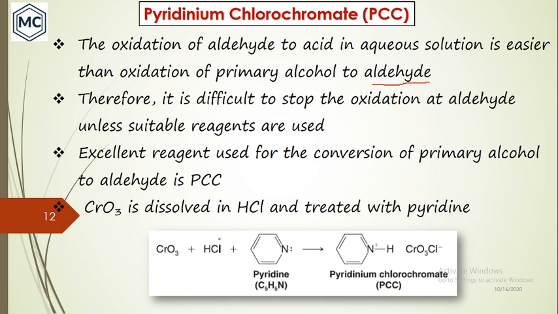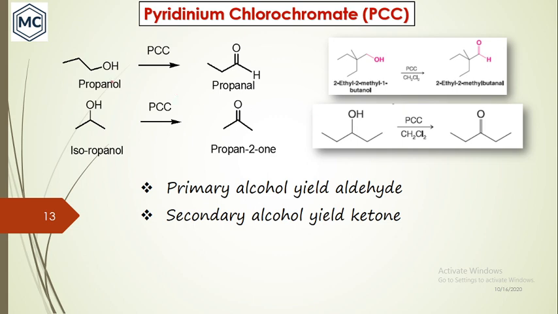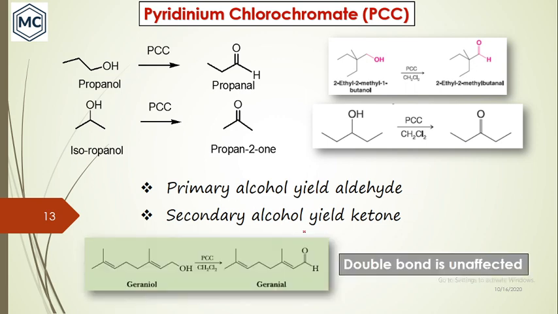So chromium trioxide with HCl and pyridine forms pyridinium. This is pyridinium, and chlorochromate. This is pyridinium chlorochromate. And PCC is used to convert primary alcohol into aldehyde, propanol into propanal, and this is another primary alcohol with its corresponding aldehyde. You can see it here. And also it is used to convert secondary alcohol into ketone. That is, you can see here isopropanol is converted into propanone, and another secondary alcohol converted into the corresponding ketone. So primary alcohol yields aldehyde and secondary alcohol yields ketone.